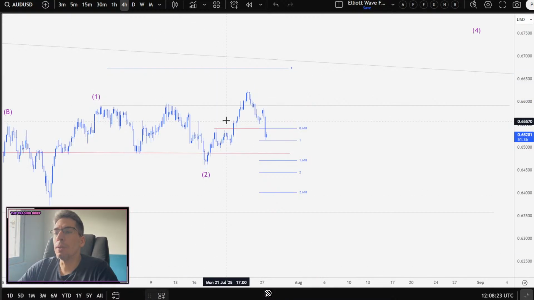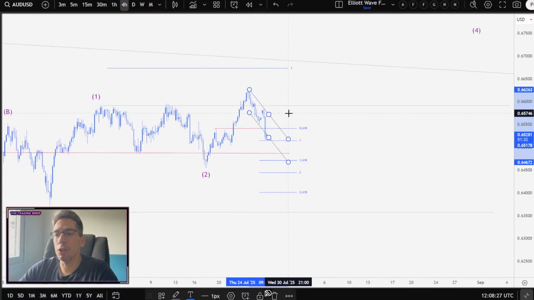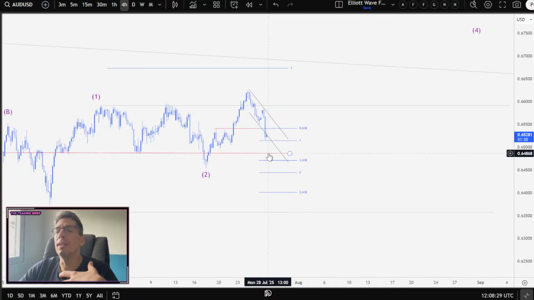You can also treat this entire ABC as a simple flag formation. So if you're looking for early signs that this small correction is complete, we can focus on that idea of a breakout and use that as the early sign. From there, focus on the new highs and higher levels.